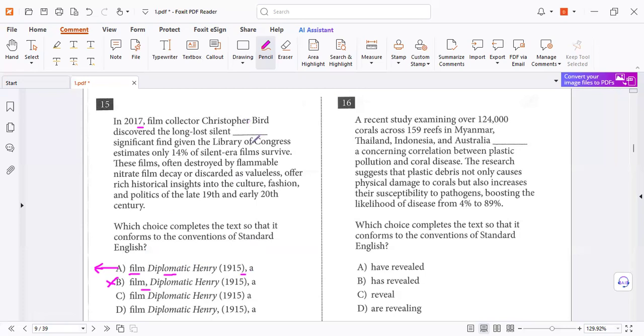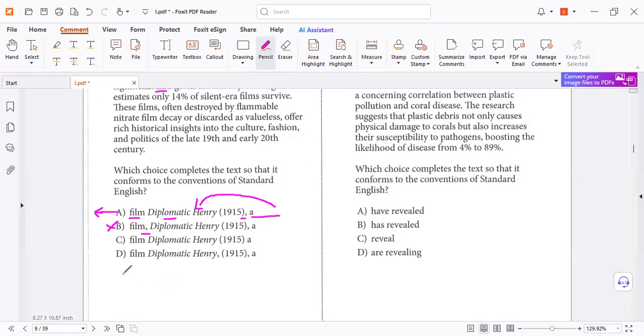Look, a positive phrase to describe it. What is a significant find, given the Library of Congress estimates? So after the comma, a positive phrase to describe what the diplomatic Henry is. So you need a comma in this part. Memorize it like that: complete sentence, comma, phrase. Here it's a positive phrase to modify something before, so you need a comma. But wait, we don't have a comma here, so it's wrong.